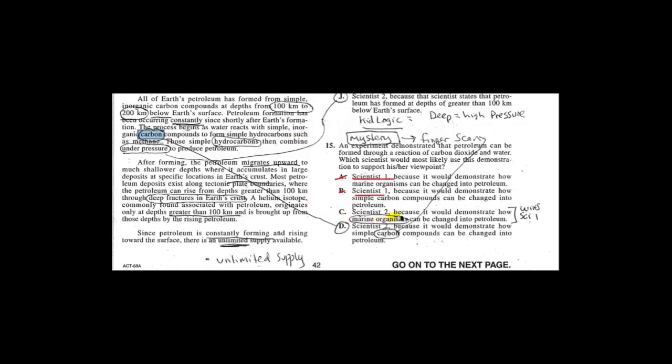C says Scientist 2 because it would demonstrate how marine organisms can be changed into petroleum. Here they say Scientist 2 talks about marine organisms. Well, wait a second. Marine organisms, I thought that came from Scientist 1. Fossils of marine organisms provide the raw material for petroleum. So that is what's called a wires crossed. They're getting their wires crossed because Scientist 2 never said anything about marine organisms. C can be crossed out because that is called a wires crossed answer choice.